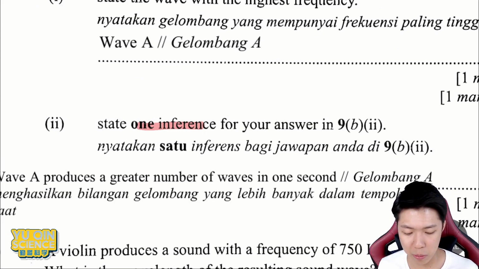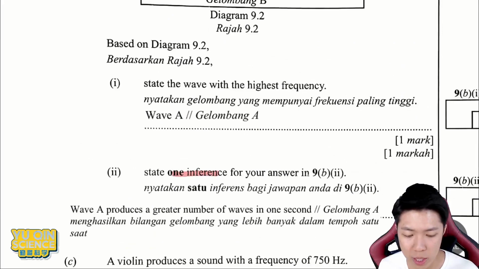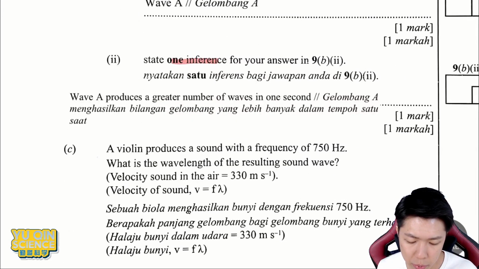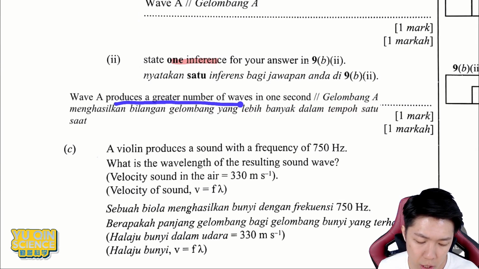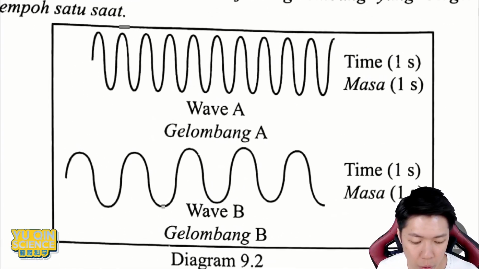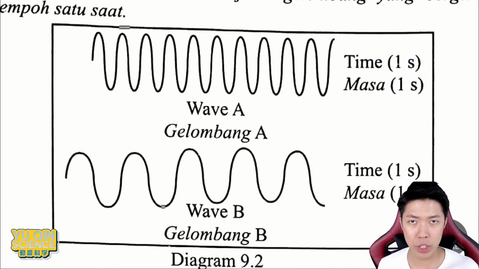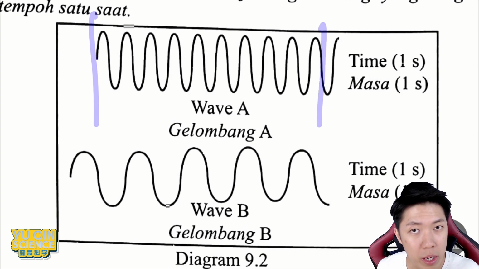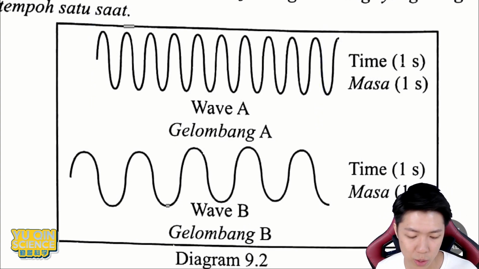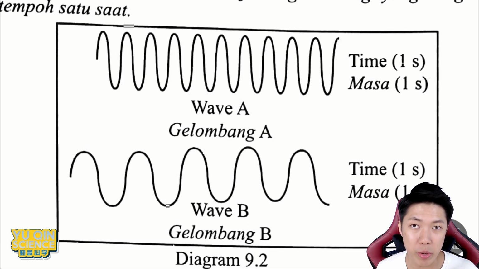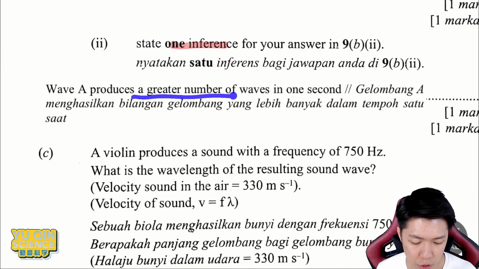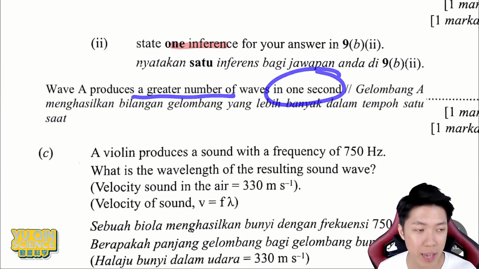Never mind, it's just explaining reasons. Why do you say A has the highest frequency? A is highest frequency because it produces more waves in 1 second. You ask me why you say this one? Look at the picture, hello. More waves in 1 second means frequency is higher. That's the definition of frequency. So that will be the reason why you choose A. Okay, so A produces a greater number of waves in 1 second.